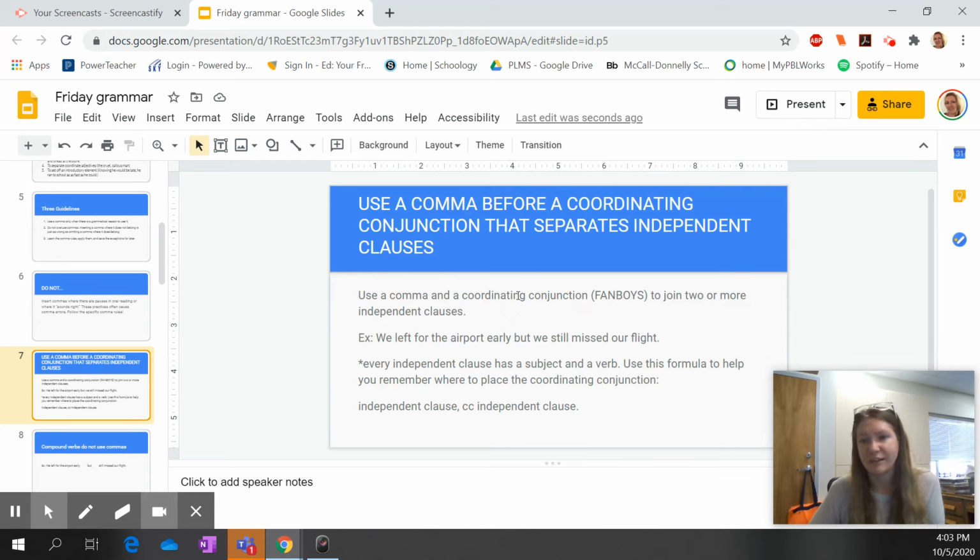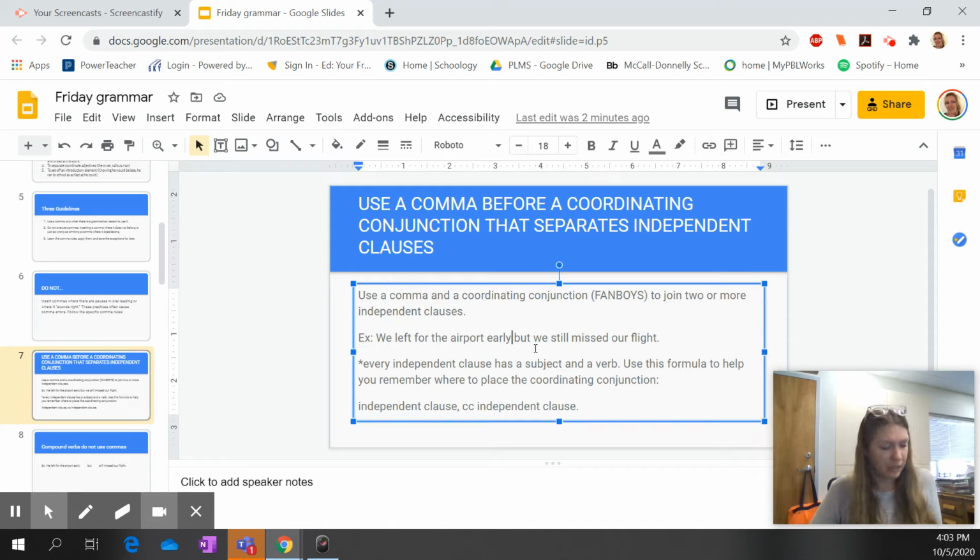Okay, here's the complicated part, coordinating conjunctions. So pay attention and pause whenever you need. When you have two or more independent clauses joined by a coordinating conjunction, you use a comma. For example, we left for the airport early, comma, but we still missed our flight. Every independent clause has a subject and a verb.